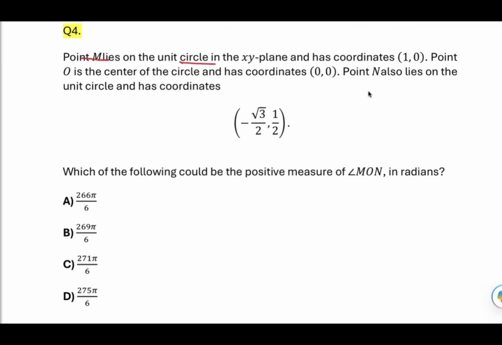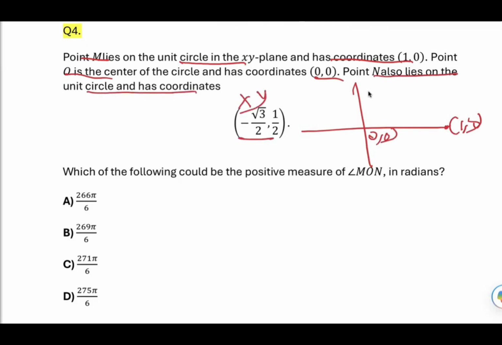Point M lies on the unit circle and has coordinates (1, 0). Try to picture it. (1, 0) is here, and there's a center with the coordinates (0, 0). There's another point that lies on the unit circle with this coordinate. This is x, this is y. Where do you go negative first? Here. And then you go positive here. Therefore, this is the triangle.